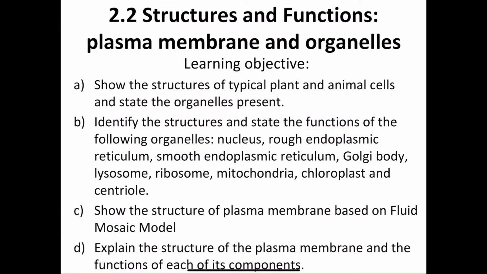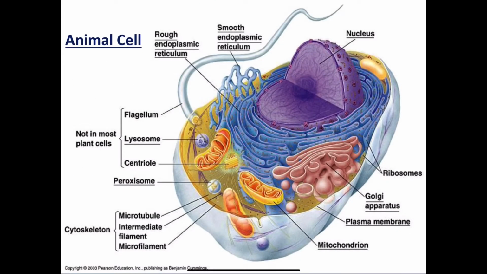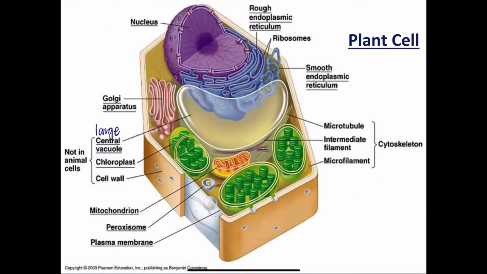So nanti kita akan tengok lebih detail beberapa organelles inilah. Okay, beberapa organelles ini. So ini adalah typical structure of animal cell. Okay, dan ini adalah typical structure of plant cell.